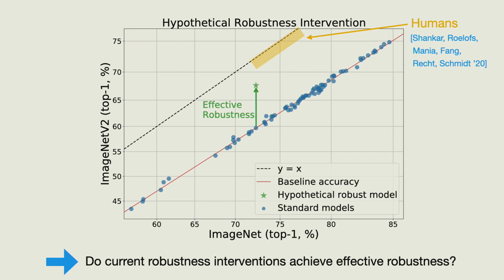This green star here is the hypothetical robust model we would like to build somehow, because it's above the red line, our baseline. And this is a reasonable target because, specifically for this ImageNet v2 distribution shift, we actually did this experiment with a set of expert human labelers. At the top right here is where humans land on this plot. So humans are not affected by this distribution shift from ImageNet to ImageNet v2. We would like our models to be as reliable as humans, and so we need to move this red line up.